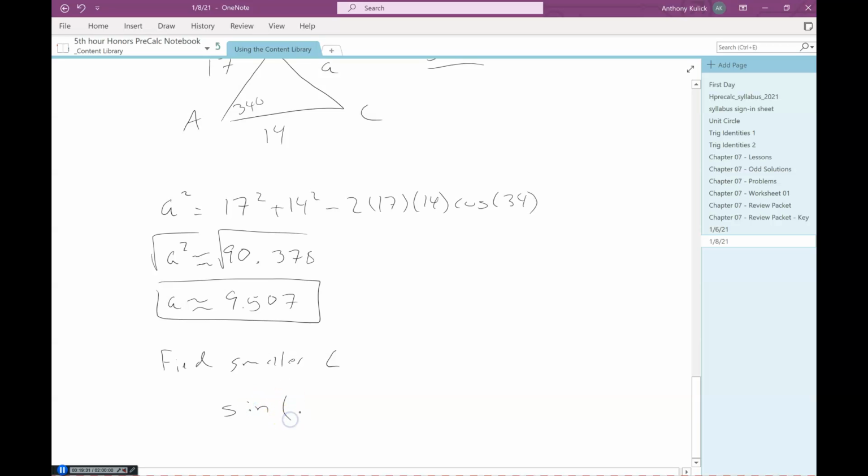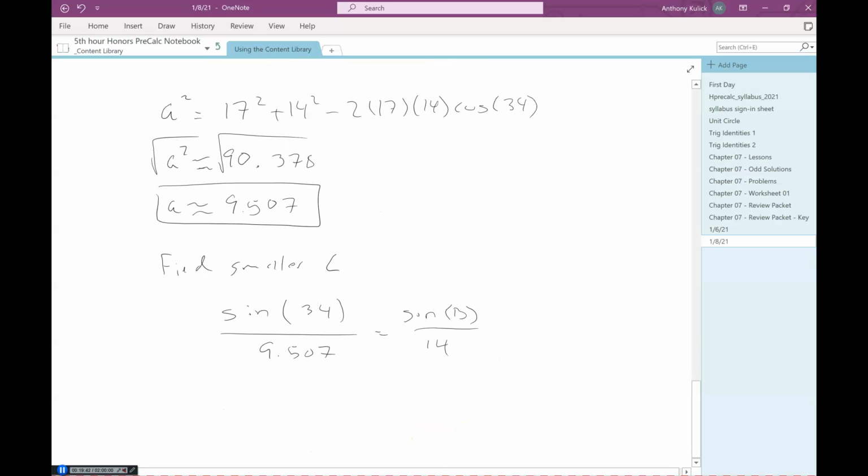So I'm going to do sine of A over a equals sine of B over b. And when I cross multiply, divide, and do the sine inverse, I get that B is about 55.433 degrees.